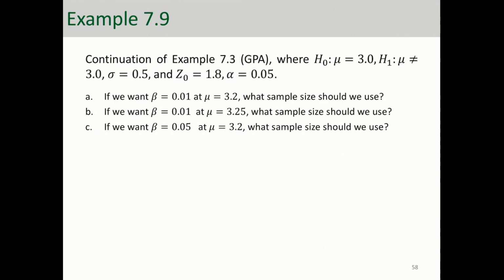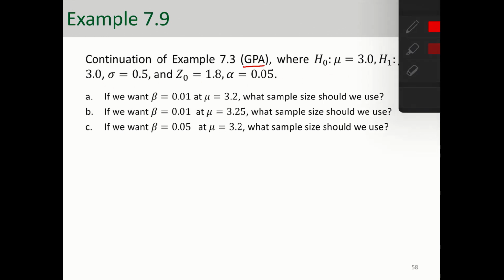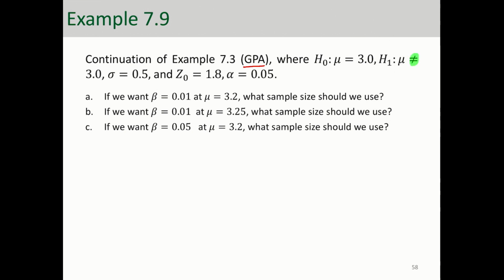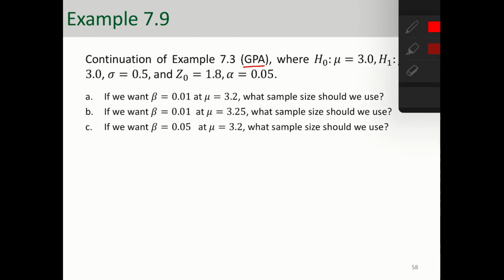So let's take a look at one example, and this example was the GPA example, where we are hypothesizing whether the average GPA of the university is 3.0 or if it's not 3.0. And as you can see, it's a two-sided test, right? It is a two-sided hypothesis test.